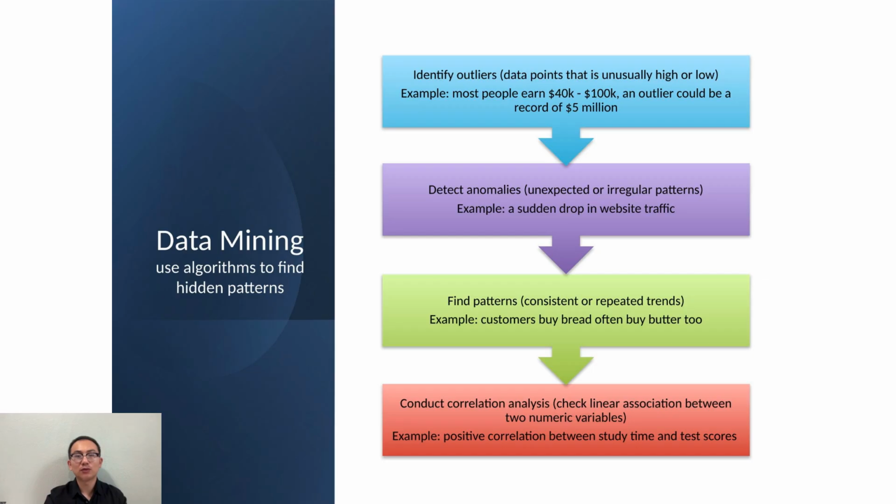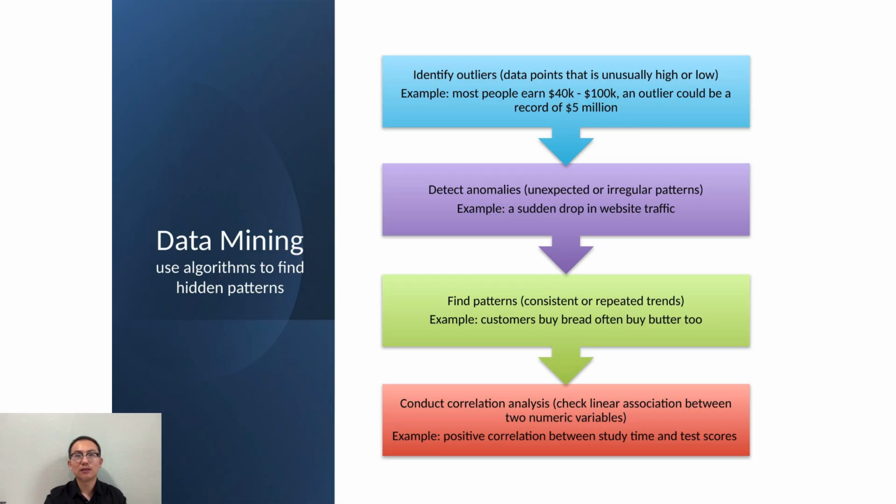For example, if most people in your dataset earn between $40,000 and $100,000, but one person earns $5 million, that's clearly an outlier. Outliers can sometimes lead to misleading conclusions. They might indicate a data entry error, a rare or special case, or even something worth investigating further. Data mining helps us flag these unusual values so we can decide whether to keep them, fix them, or analyze them more closely.